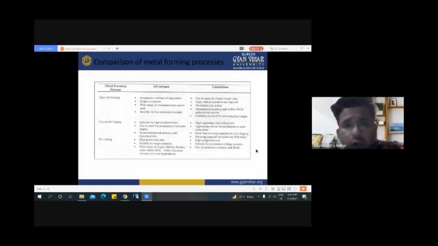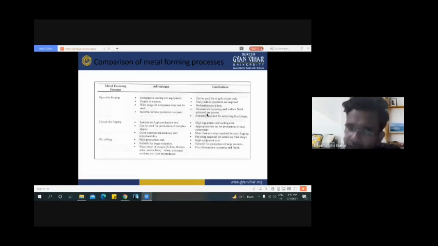Now here is a comparison of various metal forming processes with their advantages and limitations. If you are talking about the forging process, there are two types of forging: one is open die forging and another is closed die forging. These are the advantages of open die forging: inexpensive tooling and equipment, simple to operate, a wide range of workpiece sizes can be used, and suitable for low production rate.